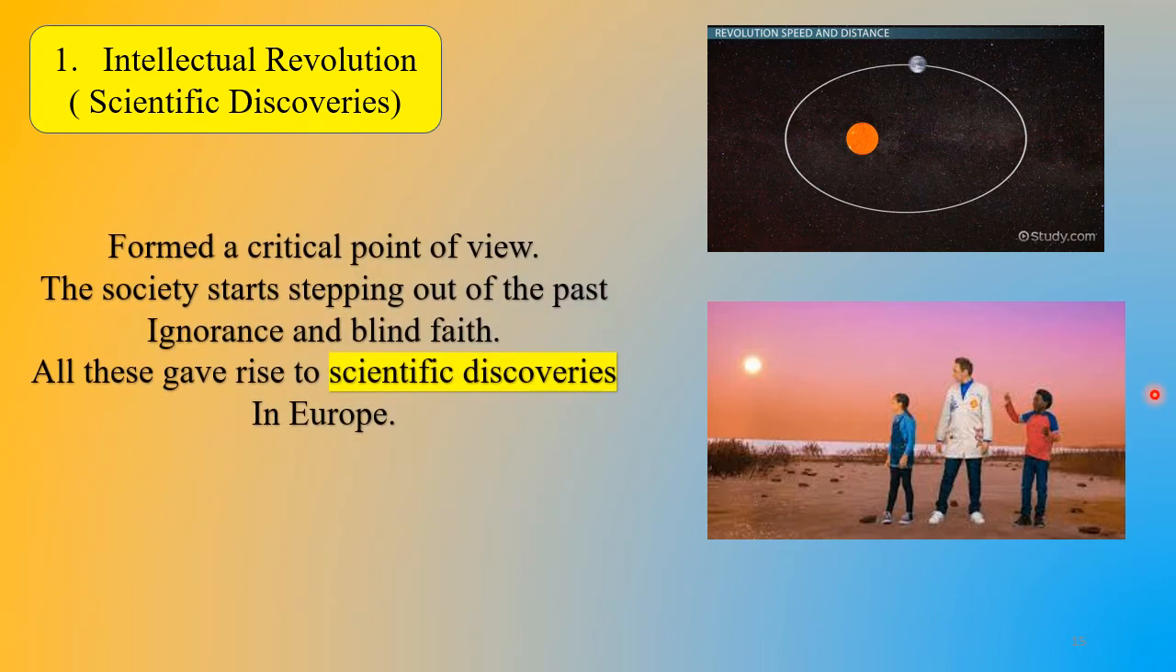So now children, at that time, many people had blind faith and ignorance. Like how come the planets are moving? How is the earth moving around the sun? All such questions were coming up. So it formed a critical point of view. The society starts stepping out of the past ignorance and the blind faith.